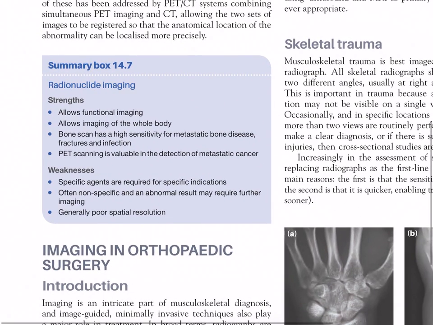Summary 14.7: radionuclide imaging, strengths and weaknesses. Allows functional imaging, allows imaging of the whole body. Bone scan has a high sensitivity for metastatic bone diseases, fractures and infections. PET scanning is valuable in the detection of metastatic cancer. Weaknesses: specific agents are required for specific indications. Often non-specific and an abnormal result may require further imaging, generally poor spatial resolution.